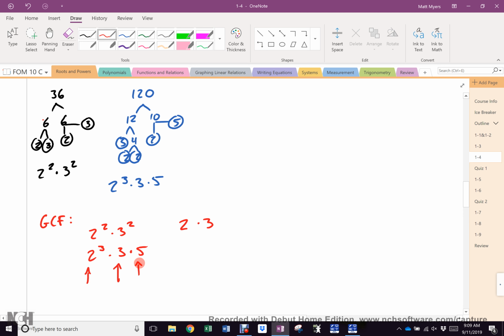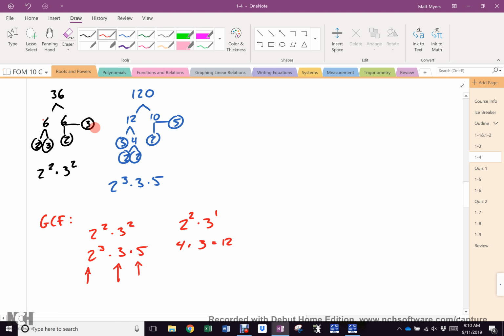Now I've got to decide how many I need. This guy has 3 2's. This guy only has 2. What is the greatest amount of 2's I can get out of this group? 2. So I need 2 2's. What is the greatest amount of 3's I can get? I need 1 3. What is 2 squared? 4. What is 3 to the 1? What is 4 times 3? 12. 12 is the greatest common factor here.